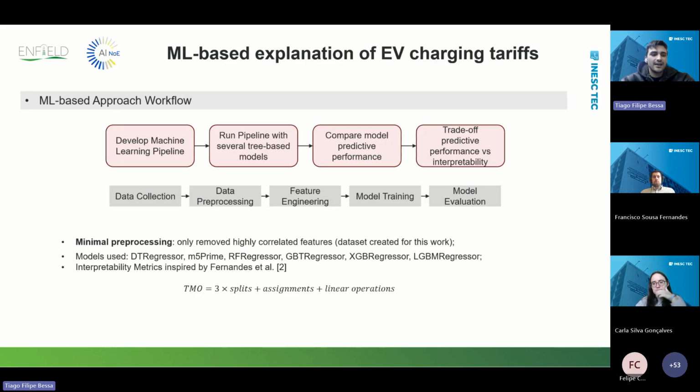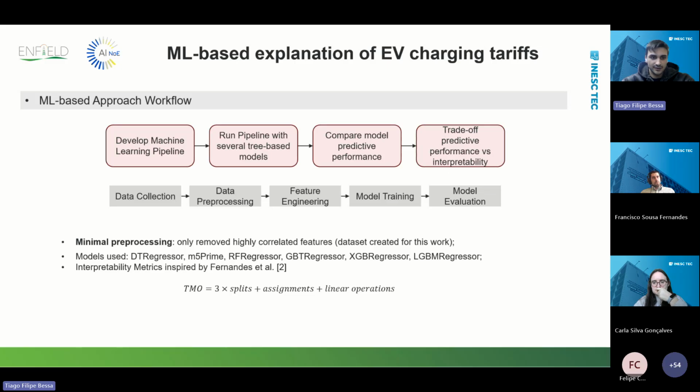The steps in the gray boxes that you see here below are basically the common steps of a machine learning pipeline, and I'm not going to be expanding on them because it's a very well-known subject. But it's worth noting that, due to the fact that we were not interested in having the best performance-wise model, we did not put in much effort in pre-processing data. We only removed highly correlated features.